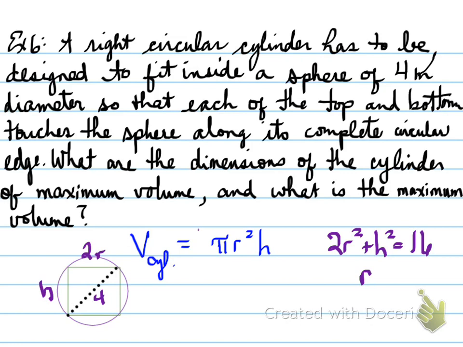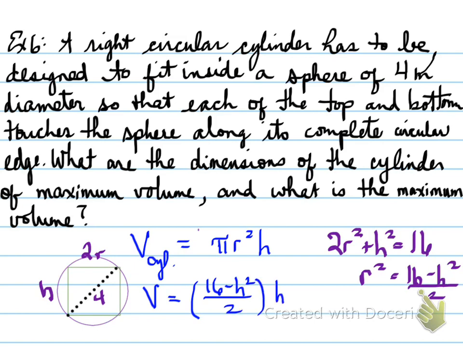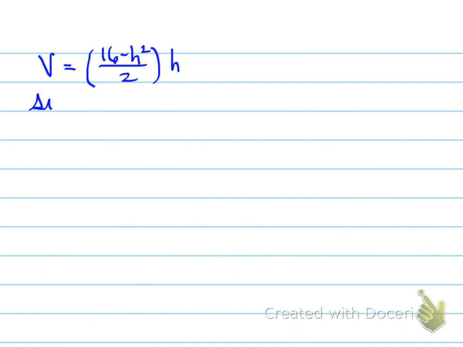So what does that mean for us? Well, r squared is equal to 16 minus h squared all over 2. Why am I isolating for r squared? Well, we need to isolate for one of these values. Note here, we have r squared in the equation, so it makes sense that we want to substitute the r squared into the volume formula. And we get volume is equal to 16 minus h squared all over 2 times h. We've now substituted a different value in here so that we could find the derivative.